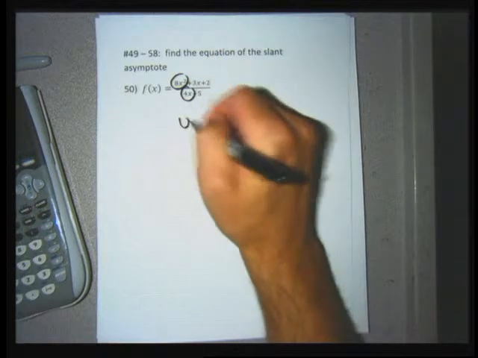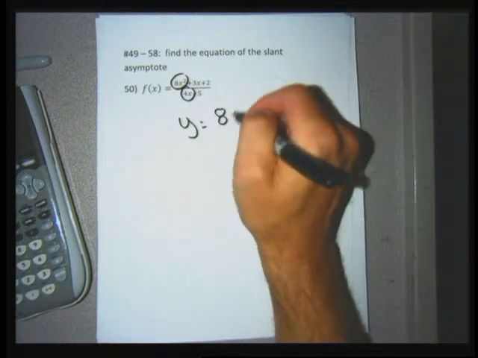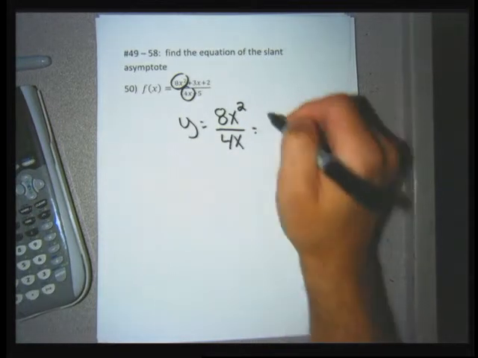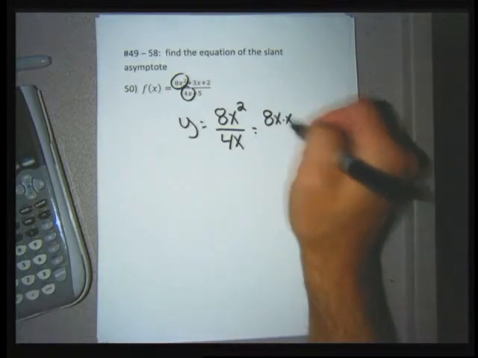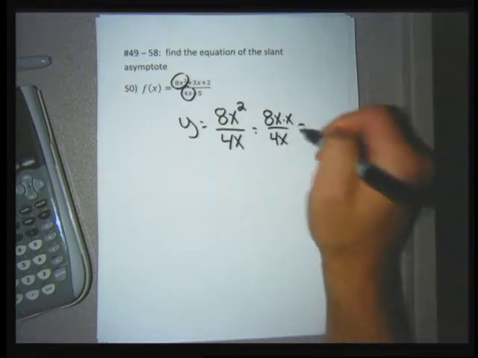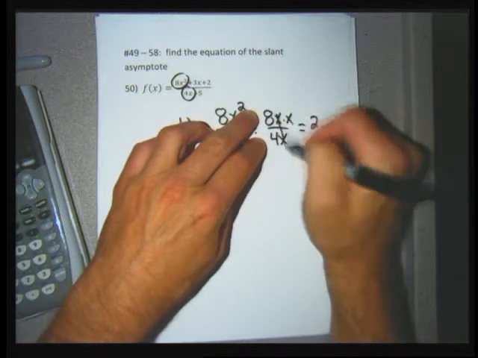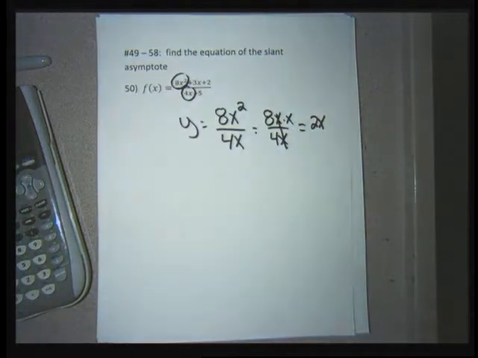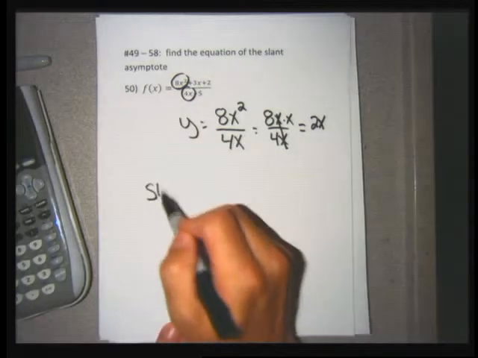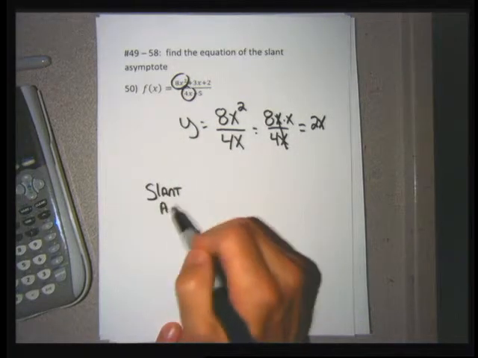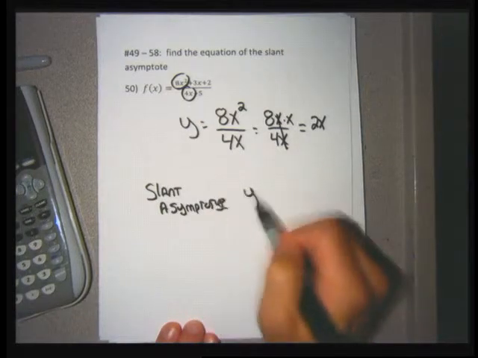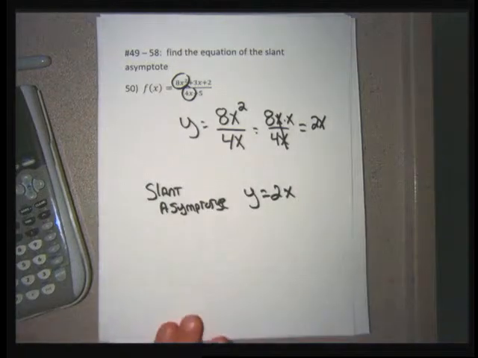I'm going to go y equals: highest powered x term in the numerator is 8x squared. Highest powered x term in the denominator is 4x. So this is 8 times x over 4x. The 8 over 4 reduces to 2. One of the x's canceled. I'm left with an x in the numerator. If that x was left in the denominator, I'd say x-axis or y equal to 0. But because that x isn't left in the denominator and the x's don't cancel, I say I have a slant asymptote. The equation y equal 2x is what this graph is going to be drawn to.